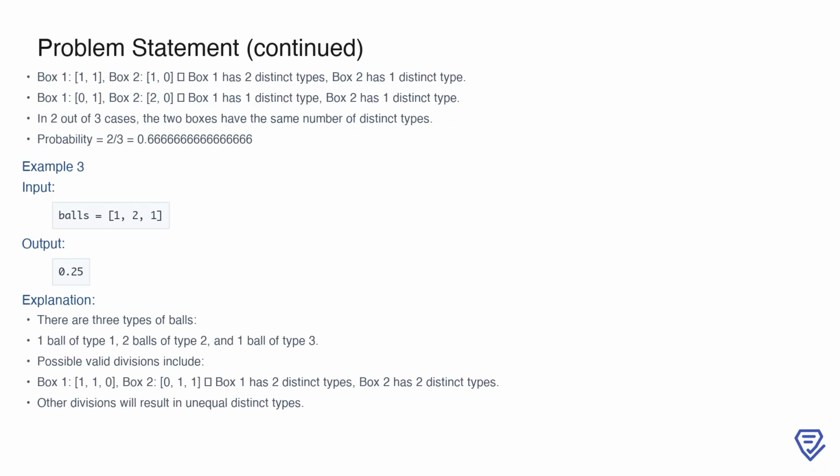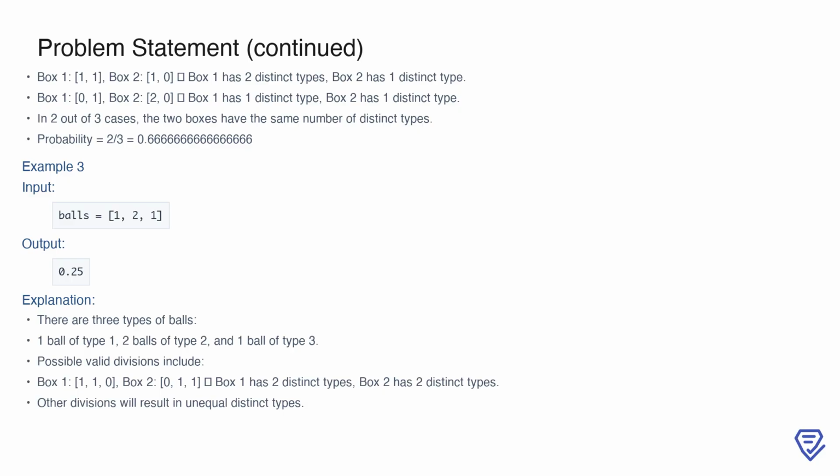Another way to divide the balls in the balls equals [2, 1] example is to place one ball of type 1 and the ball of type 2 into the first box, and the remaining ball of type 1 into the second box. In this case, the first box would have two distinct types of balls, while the second box would only have one distinct type. A third valid division is to place the single ball of type 2 into the first box and both balls of type 1 into the second box. This results in each box containing one distinct type.